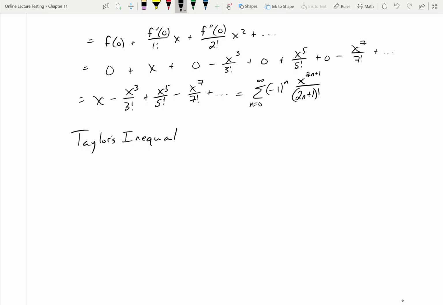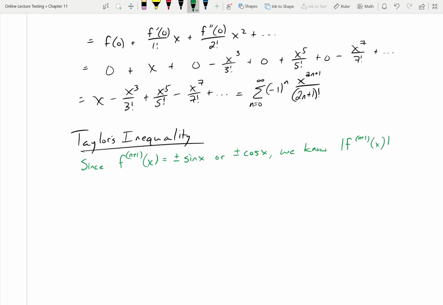So, Taylor's inequality. Well, since the (n+1)th derivative of f(x) is equal to plus or minus sine of x or plus or minus cosine of x, we know that the absolute value of the (n+1)th derivative is always going to be less than or equal to 1 for all x. Again, we're talking about the size of the function.